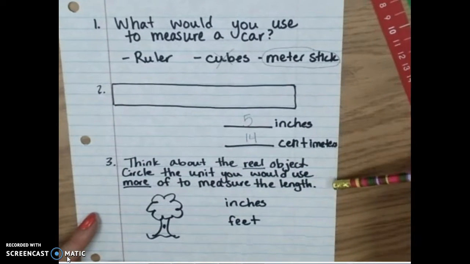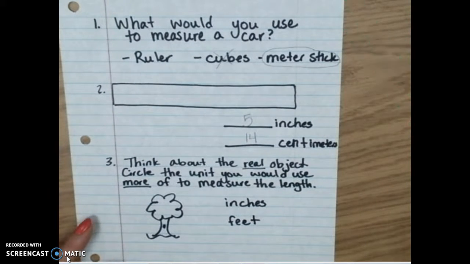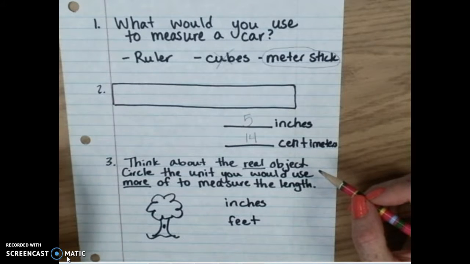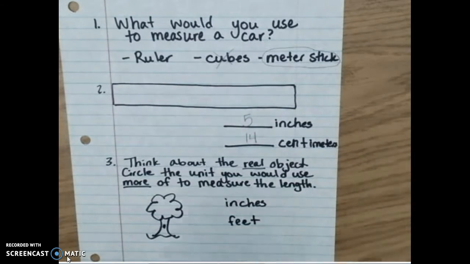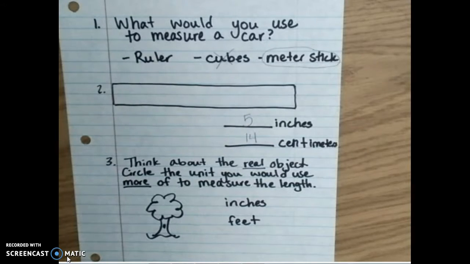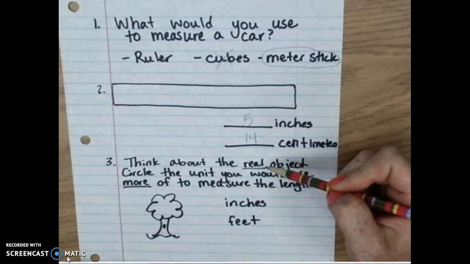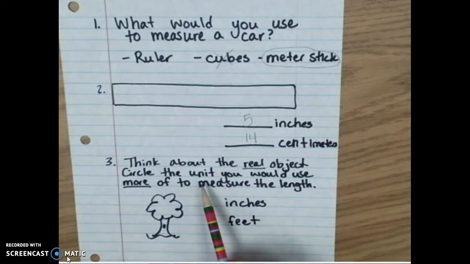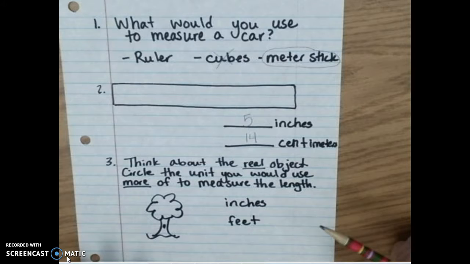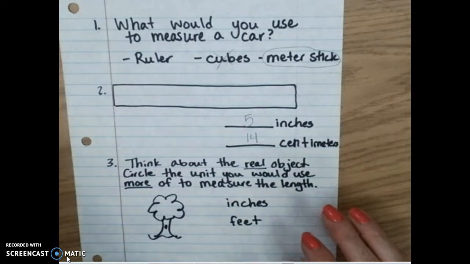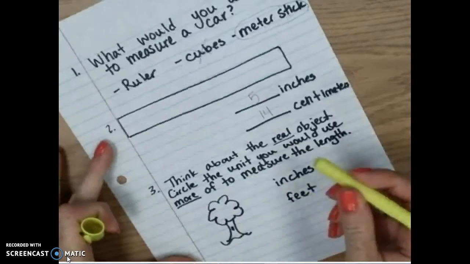Okay? The next type of question it will ask us is to think about the real object. This is very, very important because a lot of times people look at this question and they think, oh, it just says to look at the picture. No, it says right here, look at the real object. Then it says circle the unit that you would use more of to measure the length. So that's a very important part of the sentence right here. I'm going to highlight it. It's even underlined because it's so important.